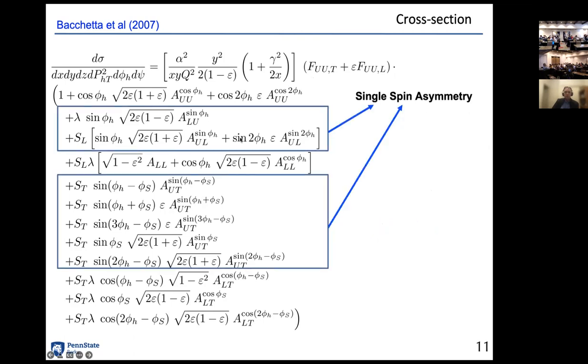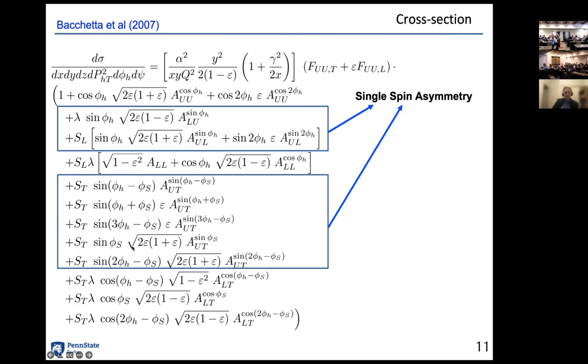So now we will also have these blocks here and there, which correspond to the so-called single spin asymmetries. Single spin asymmetries mean that we need to have only one particle polarized. So it's either the beam, as here, a longitudinally polarized beam with an unpolarized nucleon, or the target: unpolarized beam, target polarization, sine phi h modulation. And it can be either longitudinal or transverse polarization. So here it's longitudinal polarization of the beam or longitudinal polarization of the target, so two asymmetries can be measured, or transverse polarization of the target for unpolarized beam.